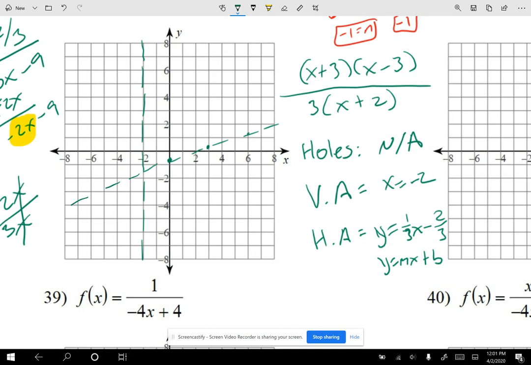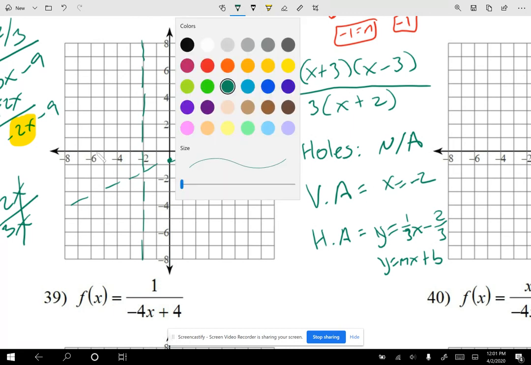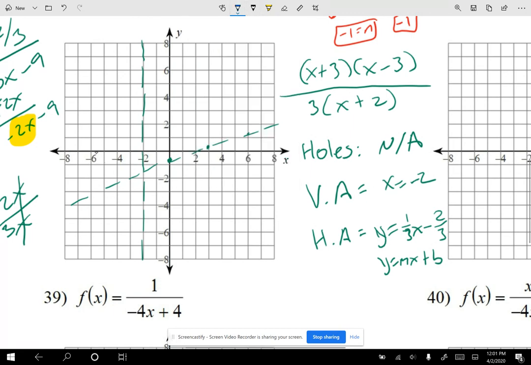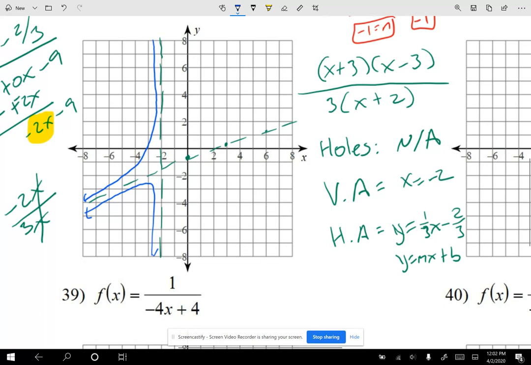Okay, now when I look at my vertical asymptote, I know my graph should either be here. Remember, my asymptote is where the line is getting close to, or it's going to be here. There's going to be one of those two. Now, the way I'm going to find out, think of a value of x that is to the left of negative 2. So I'm going to think of negative 3.